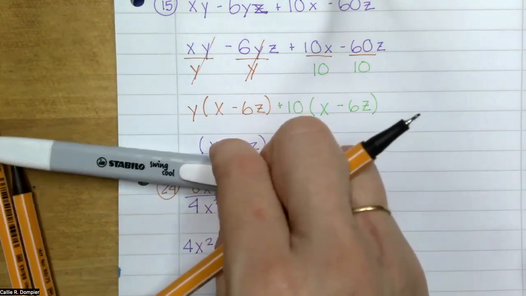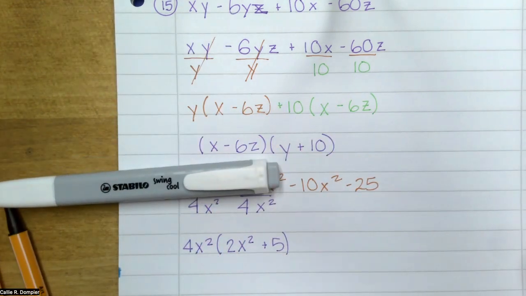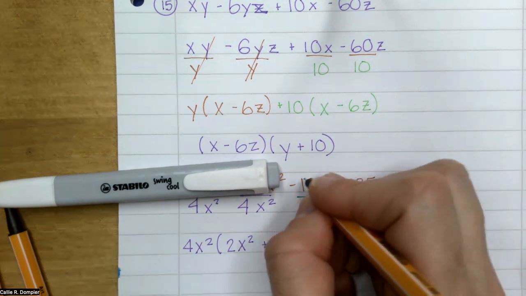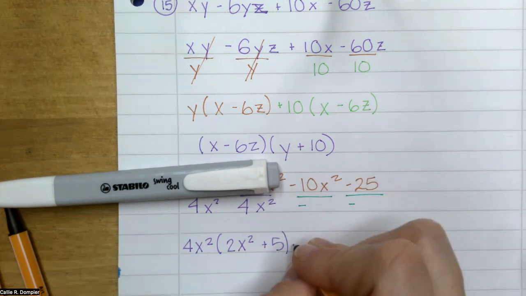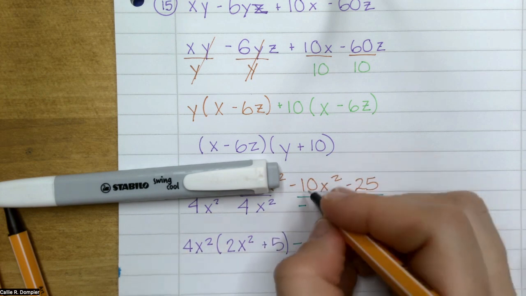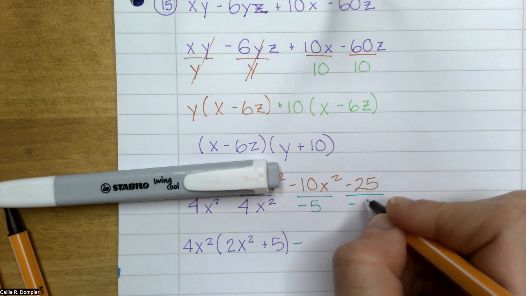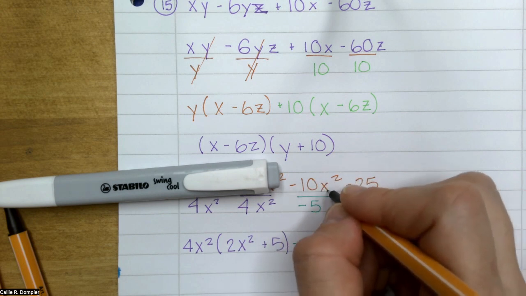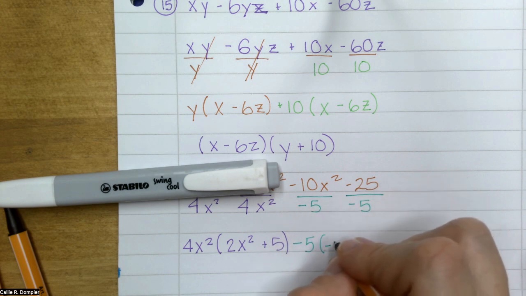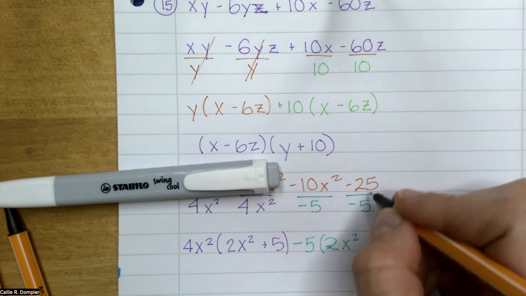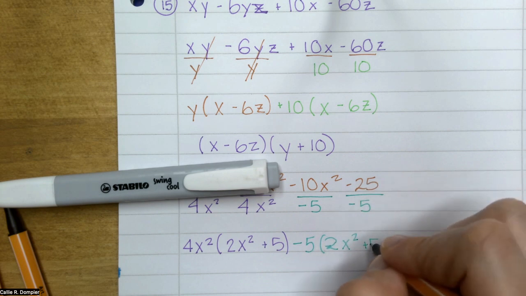Now I'm going to look at the other side. Negative 10x squared and negative 25. That tells me immediately that I need to have a negative factor. All right. 10 and 25, the greatest factor is 5, and there's no variable over here, so I'm just going to say negative 5 is my factor. Negative 10x squared divided by negative 5 is a positive 2x squared. Negative 25 divided by negative 5 is a positive 5.